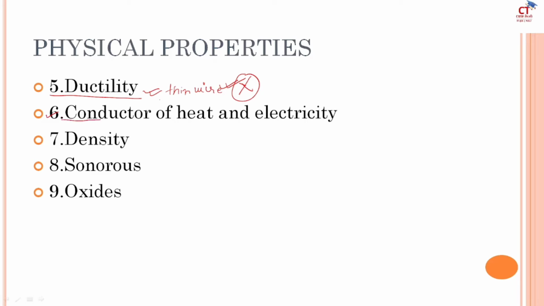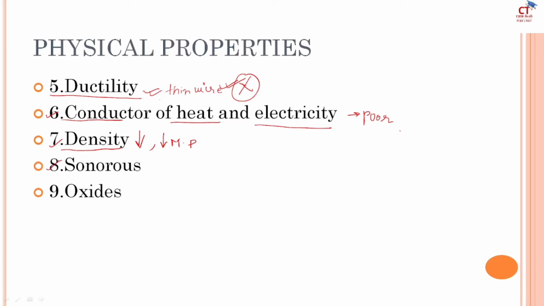Number 6 is conductor of heat and electricity. Non-metals are poor conductors of electricity. The 7th one, density. We have studied that density and melting points are directly proportional, and in non-metals we see the density is less, so the melting point is also less.